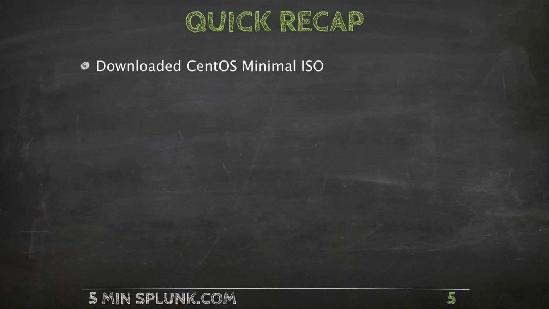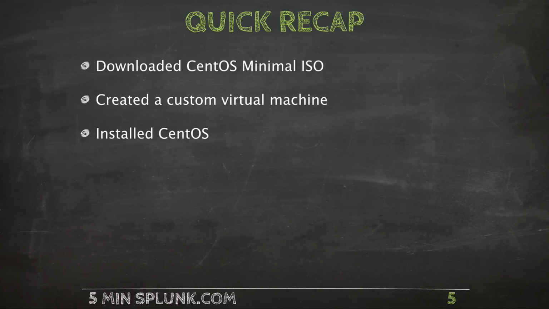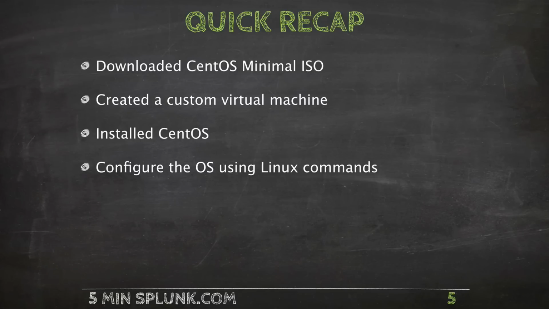In the first video we went out to the internet and we downloaded the CentOS minimal ISO. In the second video we created a custom virtual machine using VMware, and subsequently we mounted the disk image and we installed CentOS. Now that's all well and great, but all we have is a blank Linux VM. Today we're going to configure the Linux VM using command lines. Basically we're going to set up things like networking, SSH, NTP. That way we can create a nice foundation to build Splunk on top of.